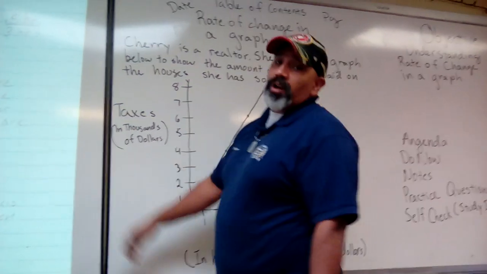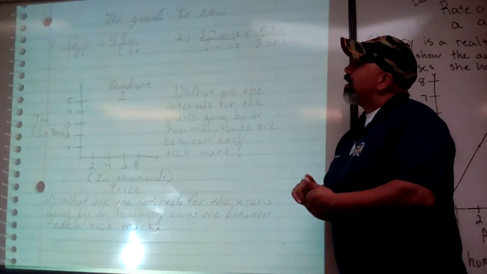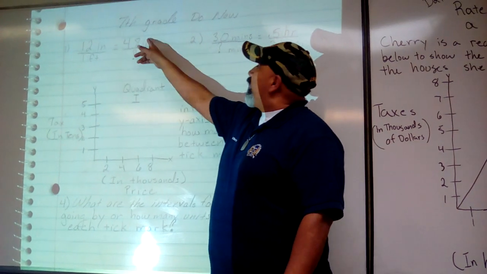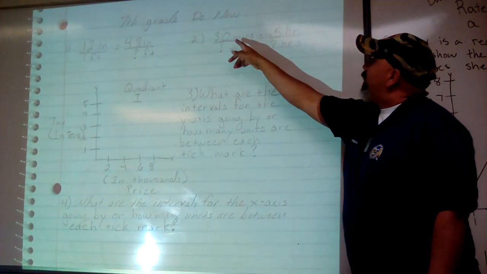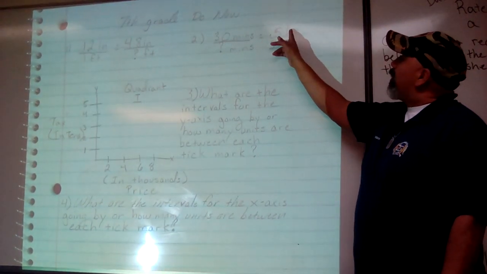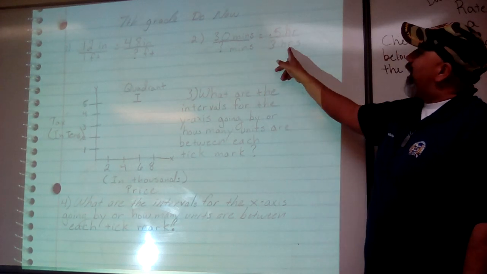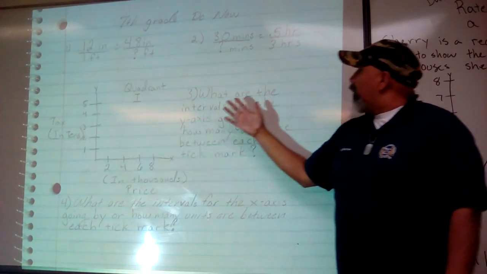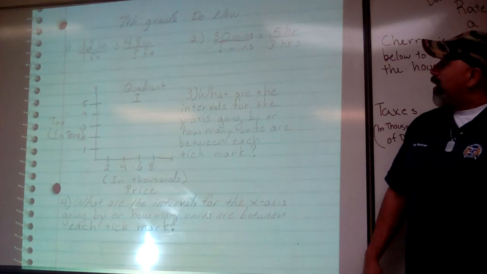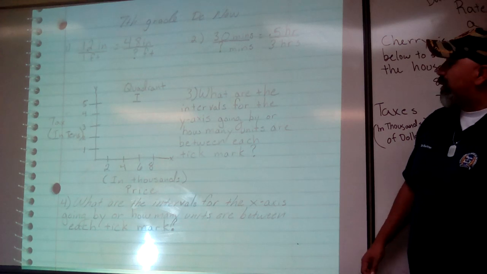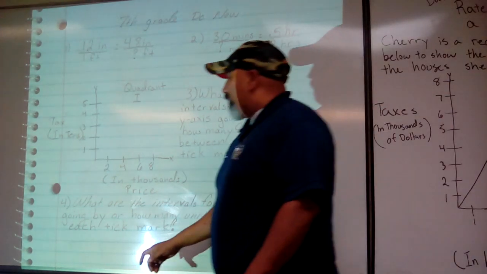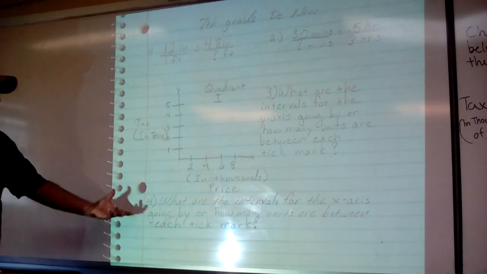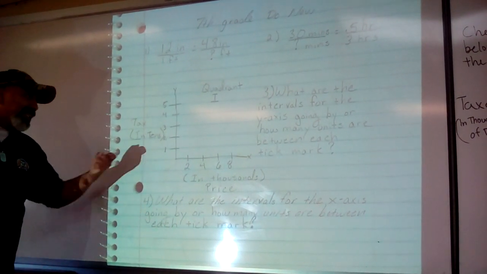Over here we're going to move on to our do now. The do now is what we're going to do first. We have number 1, 12 inches to 1 foot is equivalent to 48 inches, and how many feet? Over here, 30 minutes is equivalent to half an hour. How many minutes are equivalent to 3 hours? Question number 3 goes along with our graph. What are the intervals for the y-axis going by, or how many units are between each tick mark? Here we have question number 4. What are the intervals for the x-axis going by, or how many units are between each tick mark?